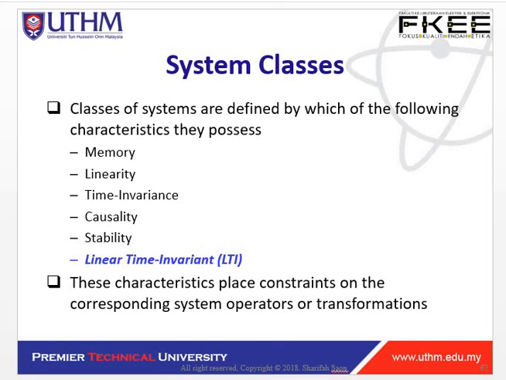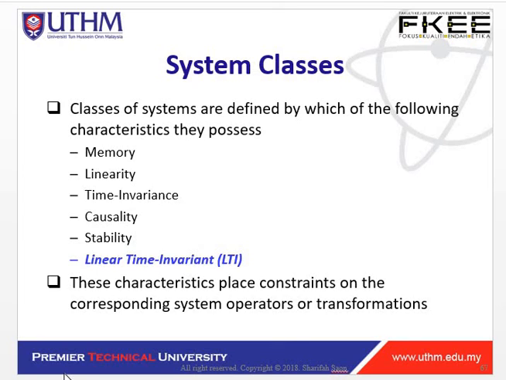So classes of systems are defined by the following characteristics, such as memory. What is memory? A memory system is a system that has the ability to store information about the input from the past or future values. And then linearity: it must satisfy the homogeneity property. And then time invariant. A system is time invariant when the input-output characteristic does not change with time.